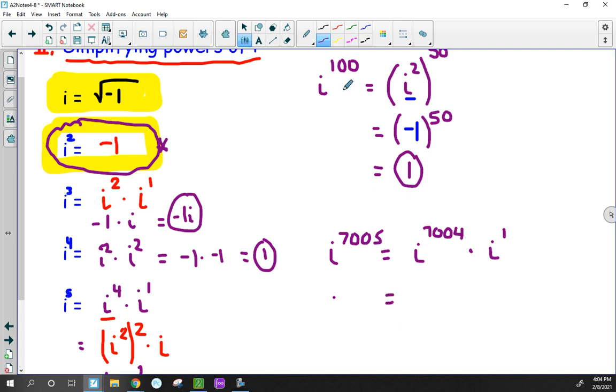Next, you're going to focus on the even power. You're going to write i to the 7004 as i to the 2nd, because 2 goes into all even numbers, raised to the blank. And so you're going to take your calculator if you need to, divide 7004 by 2, and you'll see that you have 3502. That is the power that's going to go right here.